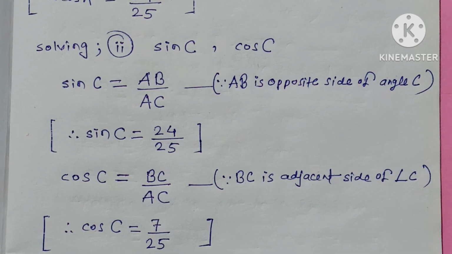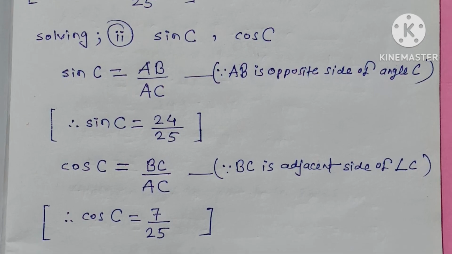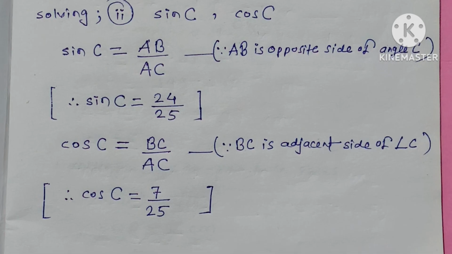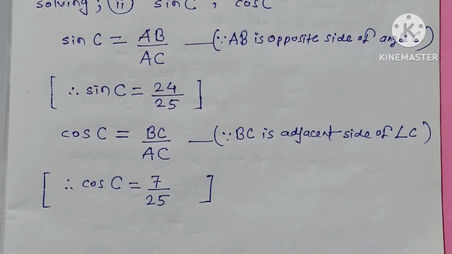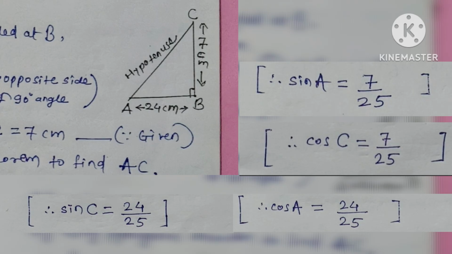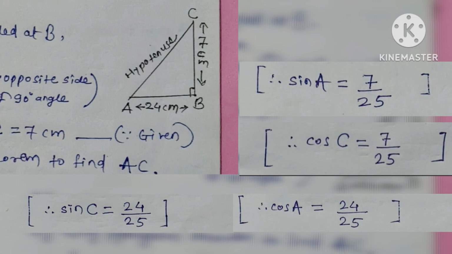The step-by-step explanation has been given on your screen. You can just go through it. Also here, the observation which you have to make is the value of sine angle. Okay, like if you see here, the value of sine A and then the value of cos C will be equal.